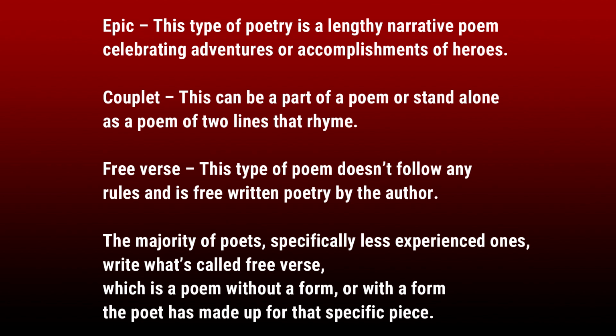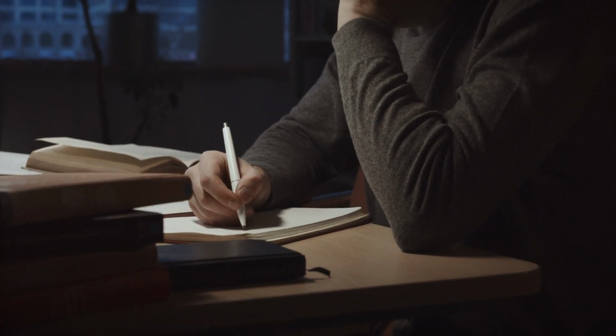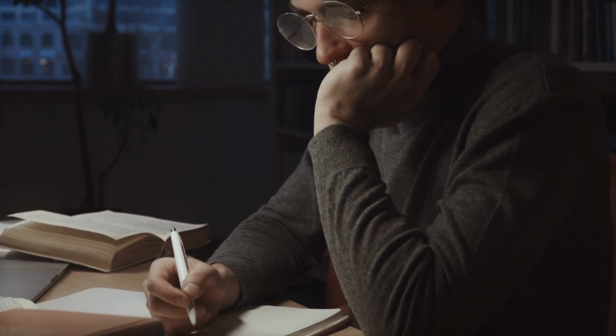The majority of poets, especially less experienced ones, write what is called the free verse, which is a poem without a form, or with a form the poet has made up for that specific piece. A poet may decide to have a certain rhyme scheme or might make their poems syllabic. With a free verse poem, you can set up any theme or pattern you wish, or have none at all. The great thing about poetry is that you can even start with a specific poem form and then choose to alter it in order to make it unique and special.